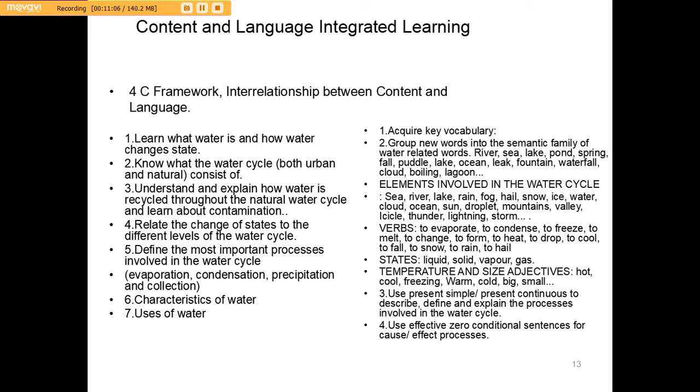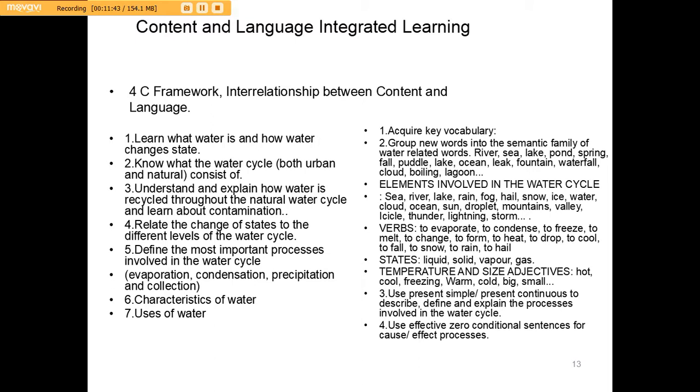So the 4Cs, interrelationships between content and language, we can see on the left, the sort of easier part. This is about water. So part 1, learn what water is and how water changes state. And this can be done with acquiring new key vocabulary, which is on the right, or grouping words into semantic families, like we've got river, sea, lake, pond, spring, fall, puddle, lake, ocean, and so on. Back to the left, we've got know what the water cycle, both urban and natural, consists of. And on the right, we've got the elements involved in the water cycle.